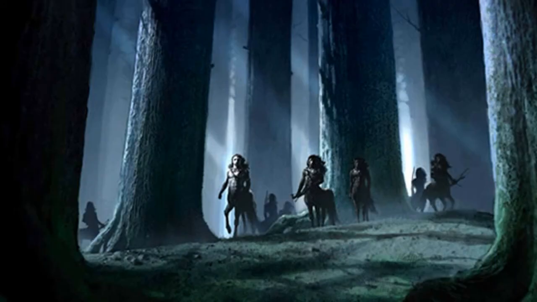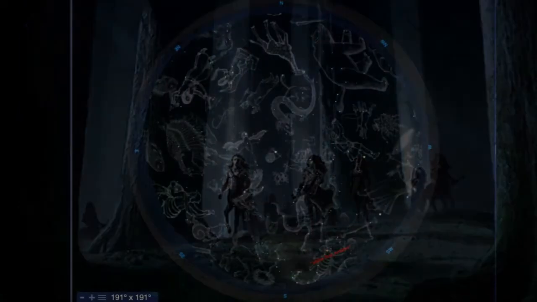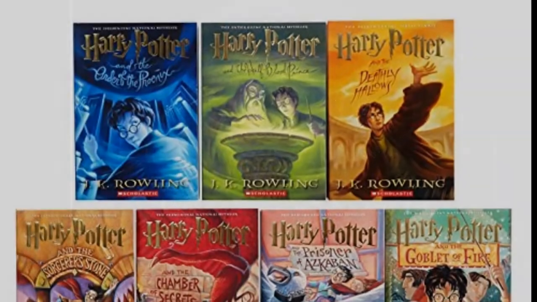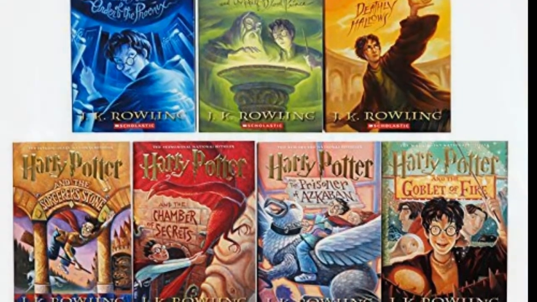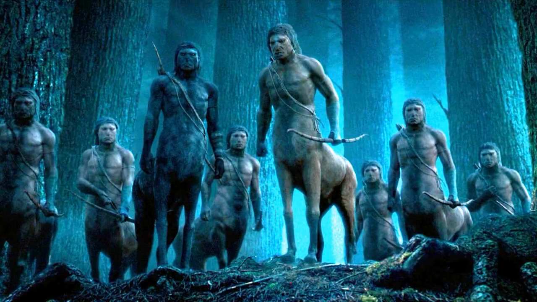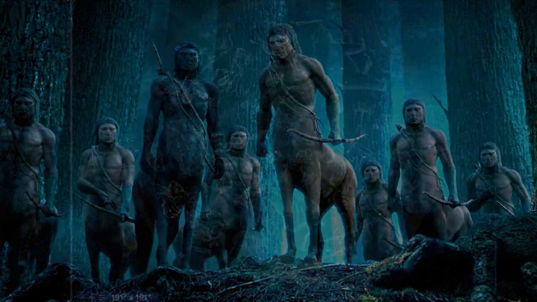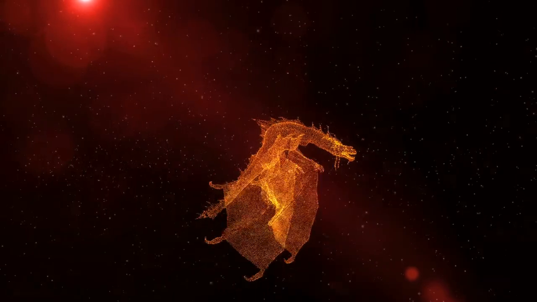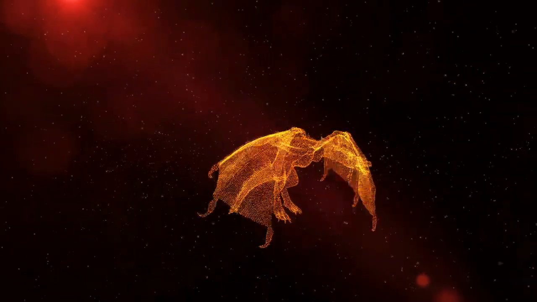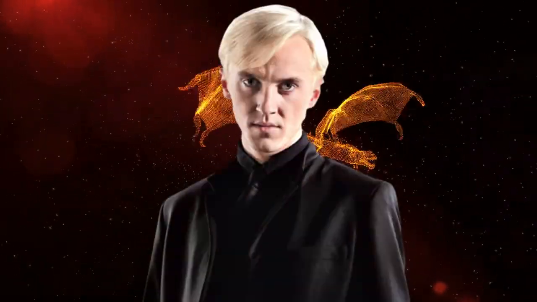Can you think of any books or movies that have had centaurs in them? A very popular one are the Harry Potter books. It turns out that author J.K. Rowling uses many names and characters from ancient Greek mythology for the plots in her books. Would you like to see another one? If you look north, you'll see the constellation Draco, right here. Draco is a dragon and is named for one of the evil characters in the Harry Potter books, Draco Malfoy.